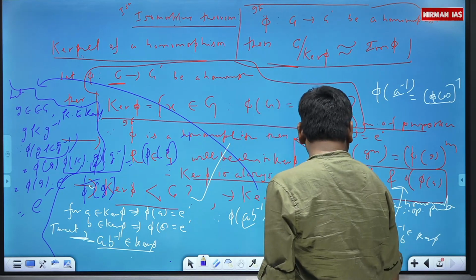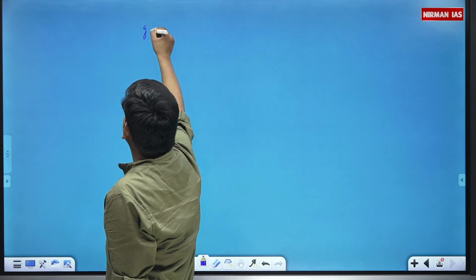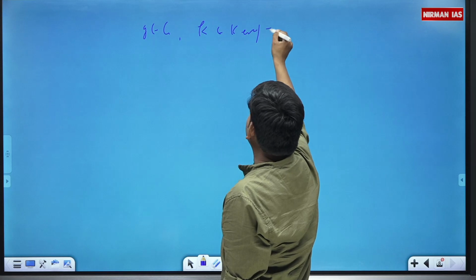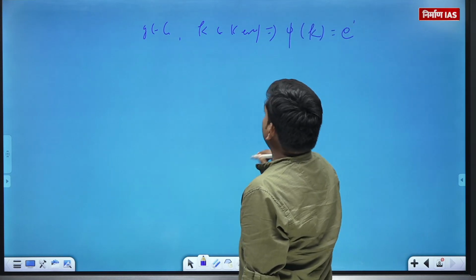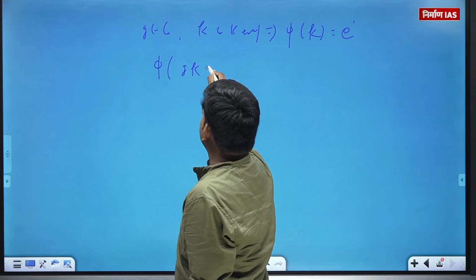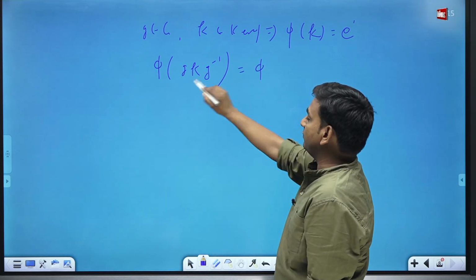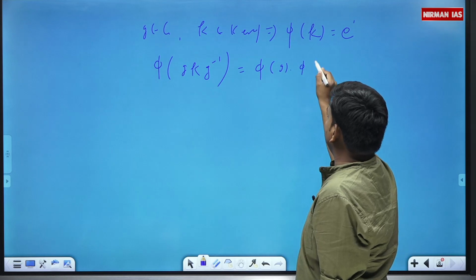Some people are thinking that sir, write it separately, so okay, let us write it separately. g belongs to G, k belongs to kernel phi, what is the difficulty in writing? Easy only. So if k is in kernel phi, that means phi of k gives e dash. Now I wish to know whether g k g inverse is in kernel phi or not. So for that, since phi is a homomorphism, so what will it be? Operation preserving.